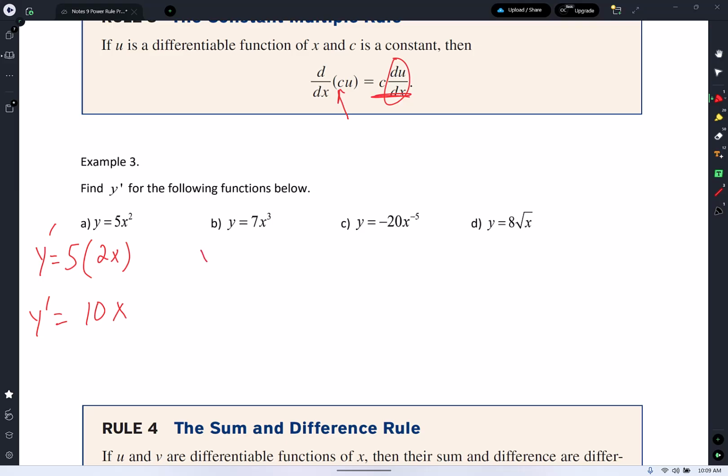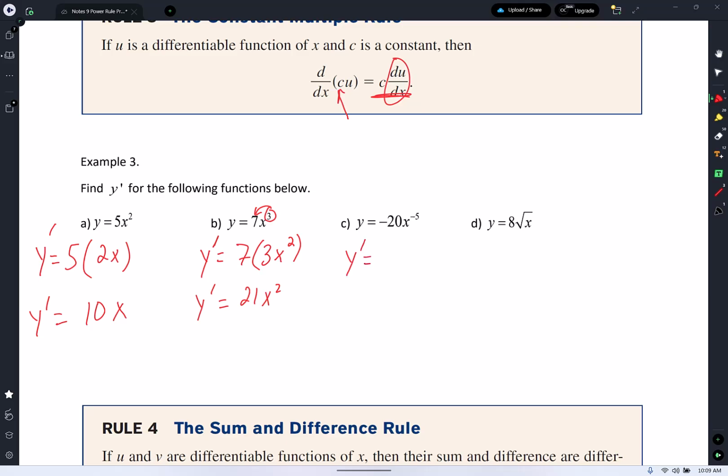Until you guys get comfortable. Y prime equals, there's my constant. What's the derivative of x cubed? 3x squared. And we're not done yet. What is 7 times 3? 21x squared. You could have just taken that 3 and multiplied it by that 7. See? Yay or nay, guys?